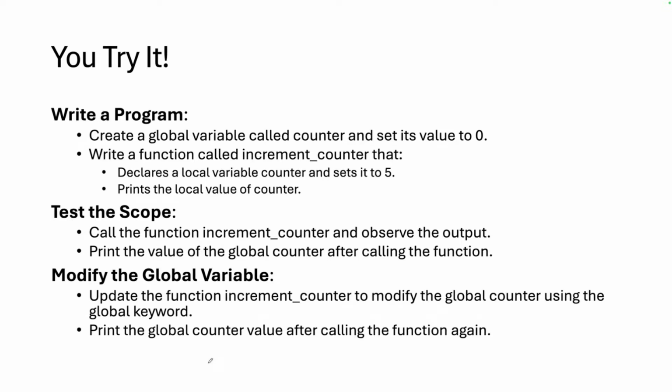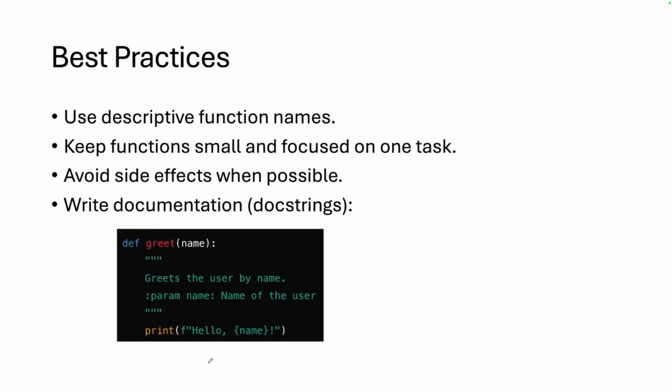We're going to skip the "you try it" because we're going to keep going. That was kind of just extra stuff. So best practices for you to keep in mind: use descriptive function names as opposed to just saying X or Y or Z. Keep functions small and focused on one task. Avoid any side effects where possible, such as when you're working with global variables.